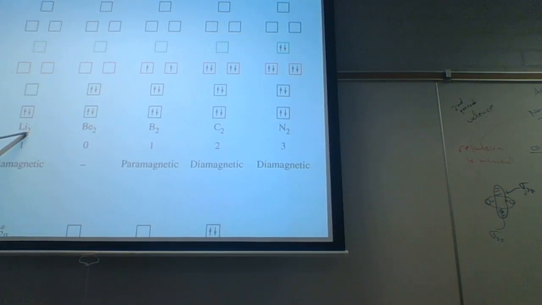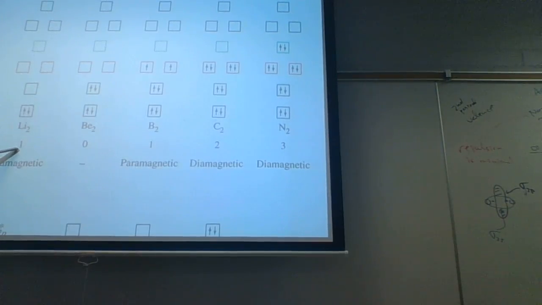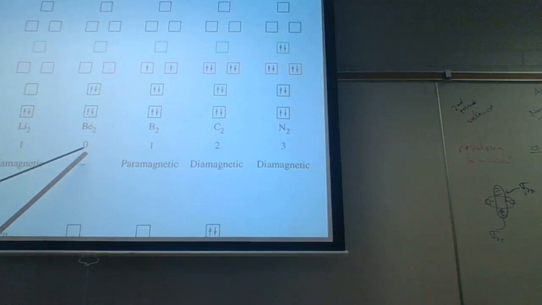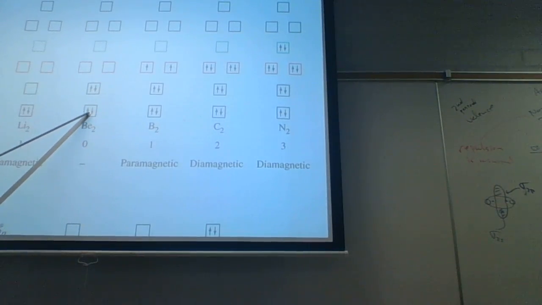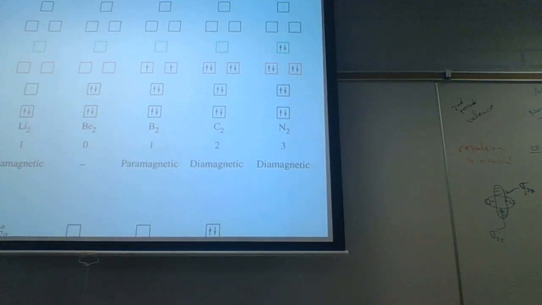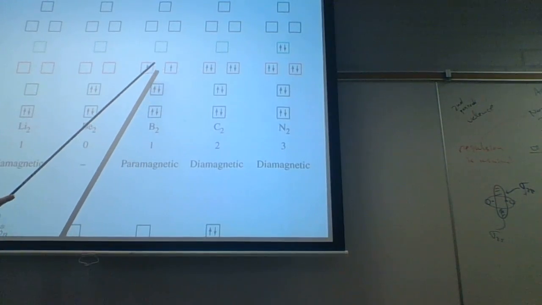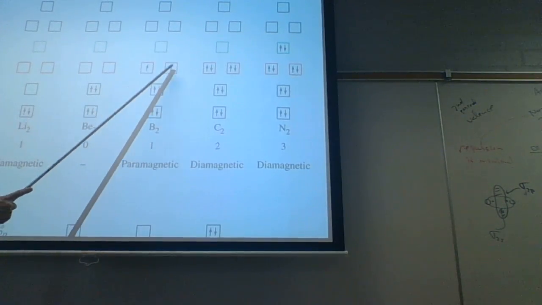Li2. Li2 is diamagnetic, all paired electrons, and bond order is 1. This is a molecule. The beryllium Be2 molecule doesn't exist. It would have a bond order of 0 because we have 2 in the bonding, 2 in the antibonding. They cancel each other out. B2 does exist. B2 would have a bond order of 1. It would be paramagnetic. It's got 2 unpaired electrons.